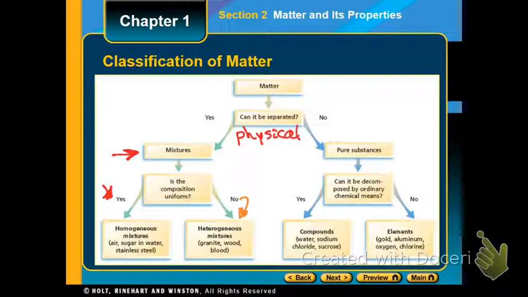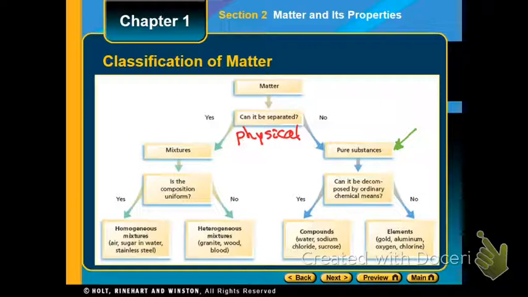Heading to the other side of our flow chart. So now, as I'm looking at this and we're saying, can it be physically separated? If your answer is no, it cannot be physically separated, you have a classification of pure substances.